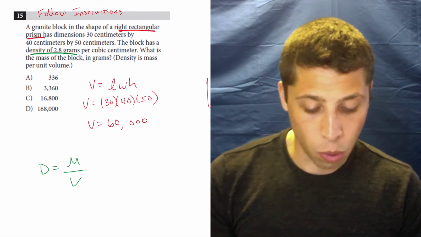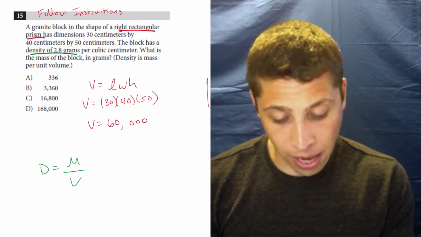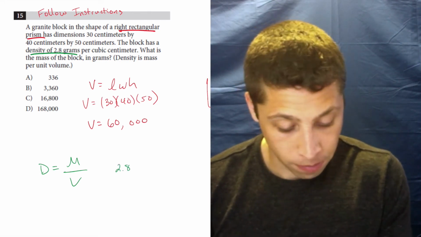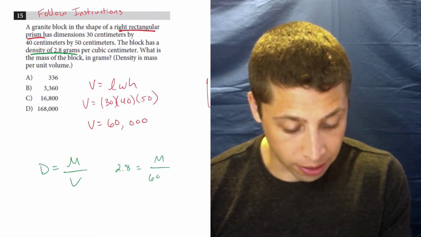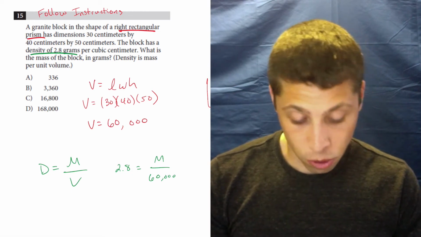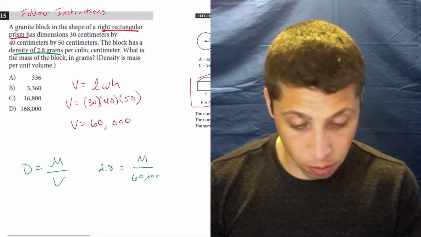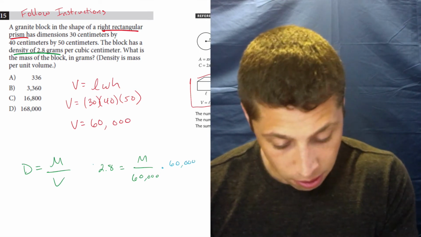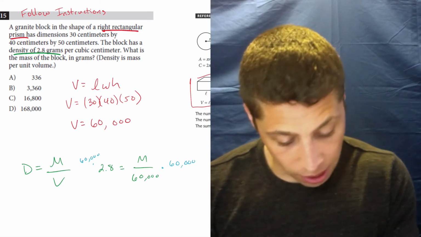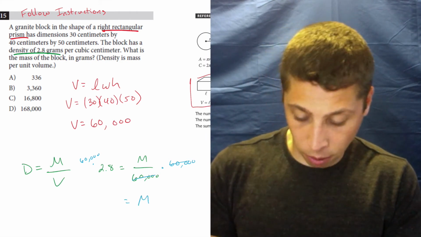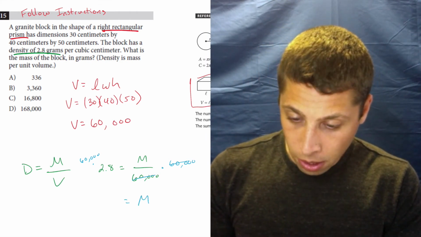So okay, what do we have? Well, we have the volume and we have the density. So 2.8 is the density. The mass is what we're looking for, and 60,000 is the volume. So how do we deal with this situation? Well, we would just multiply both sides by 60,000 to cancel it out here to get us the mass by itself. And yeah, this calculator section, might as well use it.